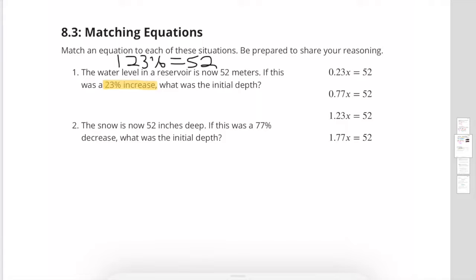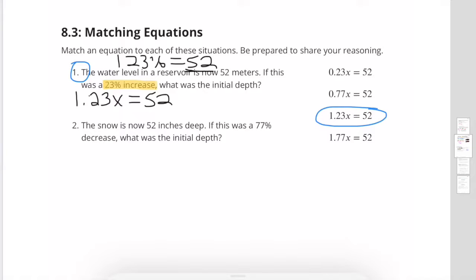So if I change my 123% to a decimal, it would be 1.23. And I know I could multiply that times my original amount, and that would have to give me 52 meters. So here would be my answer for number 1.